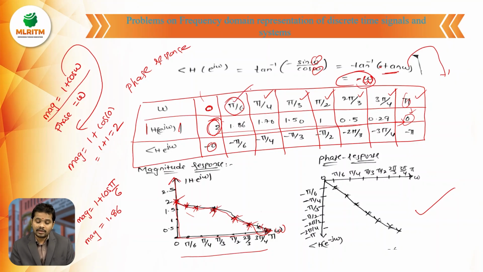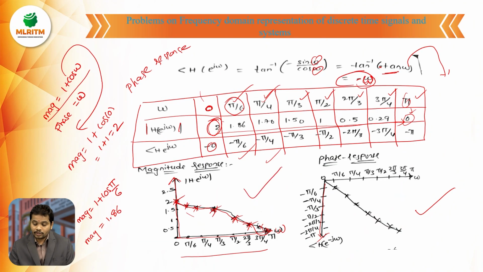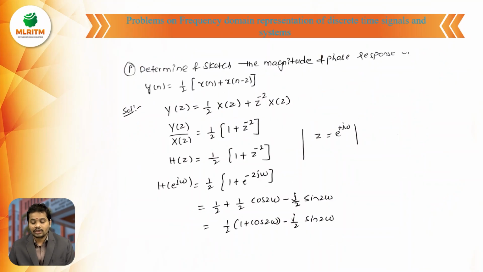Here the same: pi by 6 and minus pi by 6, pi by 4 and minus pi by 4. That's why I am taking a downward axis. If you want, you can take it upwards also, no problem. So this is the phase response for the given problem. For this problem, this is the magnitude response and this is the phase response, where the magnitude response is 1 plus cos omega and the phase response is minus omega. Very good. Next, we are going to the next problem.